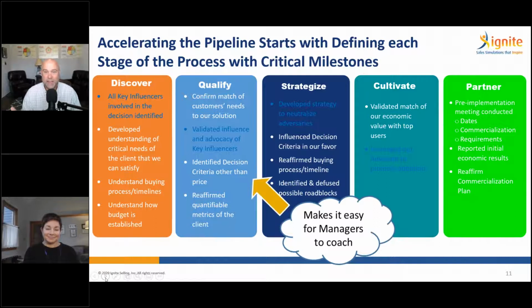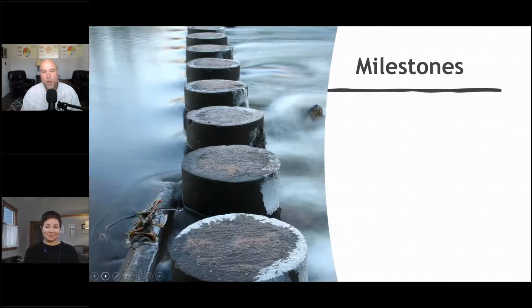Well, let's be honest. If I know that there are 3 or 4 key influencers and I don't know the decision criteria of how they differ, or whether there's agreement around that decision criteria, the likelihood of that opportunity stalling in that strategize or cultivate stage is high, all right? Because we didn't find everything out. So as we go through this, let's take a look at what milestones are.